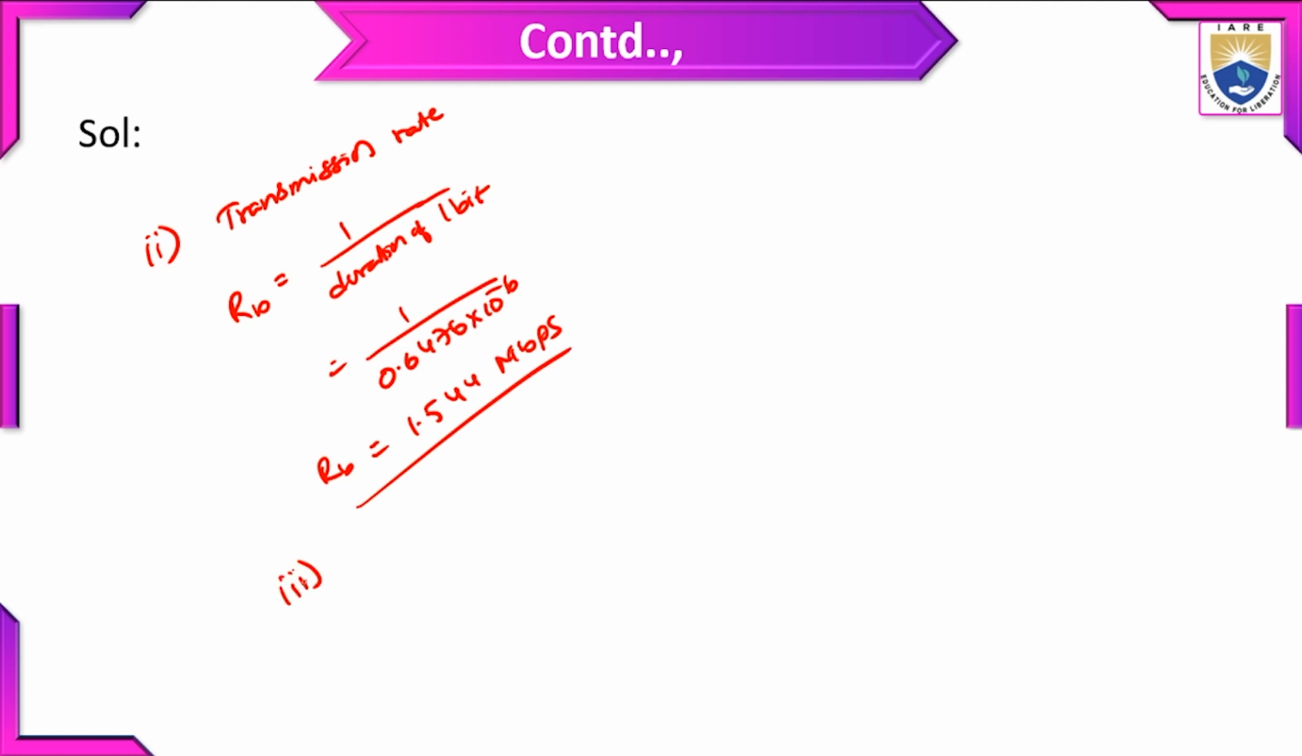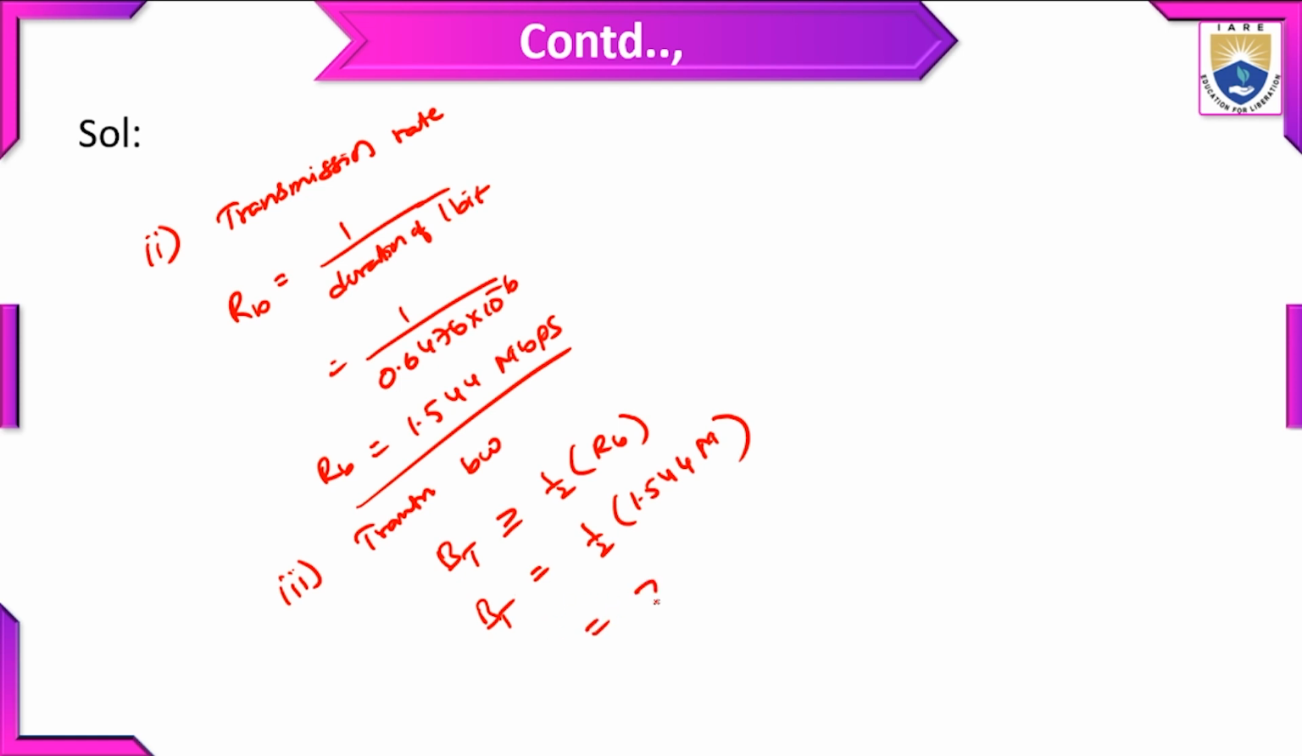And the third one is the transmission bandwidth. So the transmission bandwidth BT is approximately 1 by 2 of RB. Already we have seen this in previous problems also. So that is equal to 1 by 2 of 1.544 mega. Solving this, we got 772 kilohertz. So this is the bandwidth for this given problem.